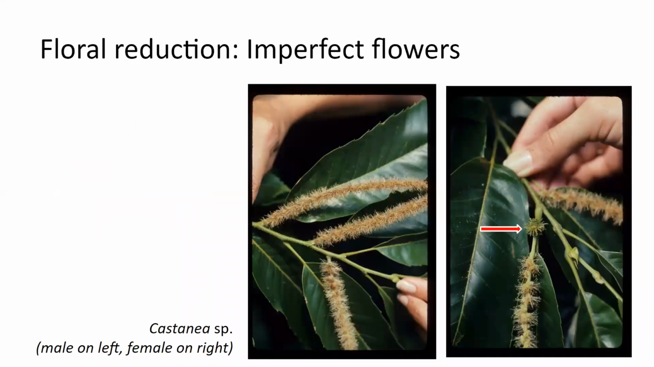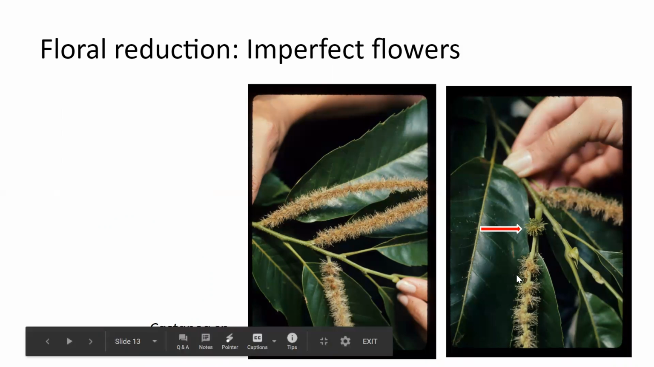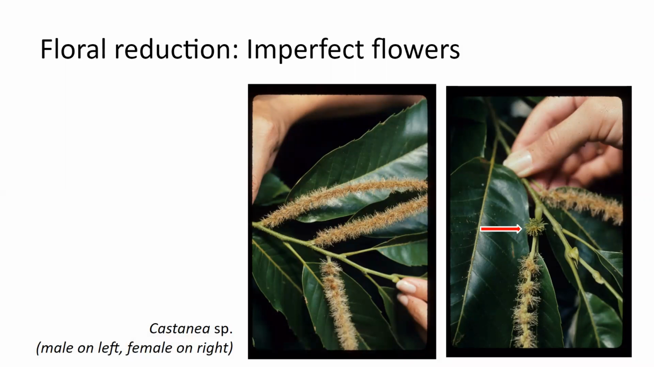One more example from Fagaceae is Castanea, right? So this is our American chestnut. And you can see the male flowers on the left that look quite a lot like the same Quercus oak flowers, and it's in the same family. And then the female flowers are at the base. And so those are what develop into those prickly fruits.